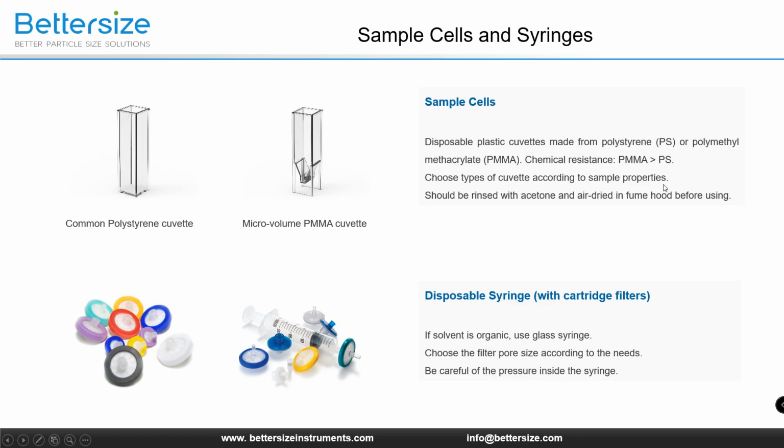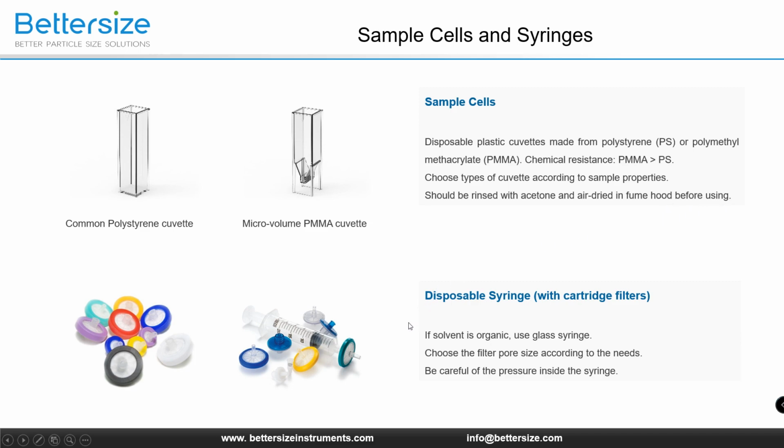If the samples are corrosive or precious, use the microvolume PMMA cuvette where only a small amount of sample is needed for testing. Otherwise, it is recommended to choose the common PS cuvette because it is more economically sustainable due to its low cost. Before using, the cuvette and its lid should be rinsed with acetone thoroughly and air dried in the dust-free fume hood.